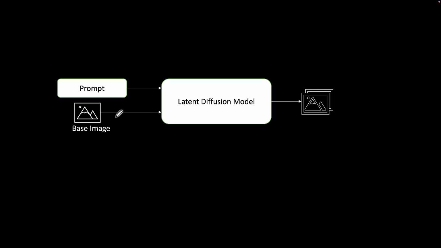As discussed previously, the latent diffusion model takes two inputs. One is the base image and the other one is the prompt. The latent diffusion model generates an image which is closer to the base image and the text conditions as specified in the prompt.